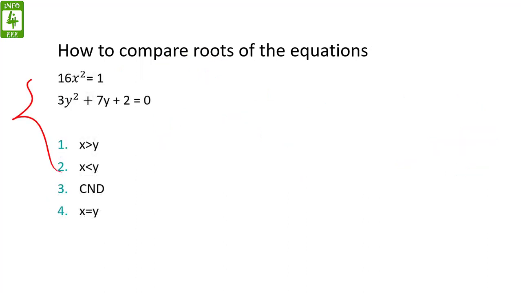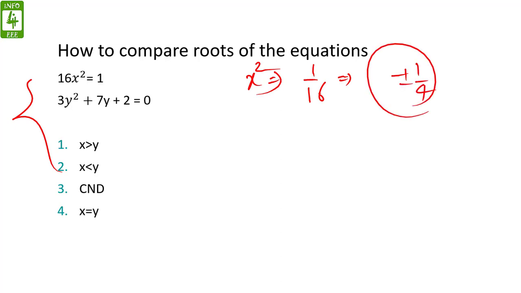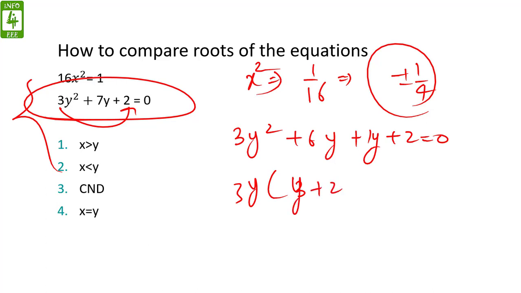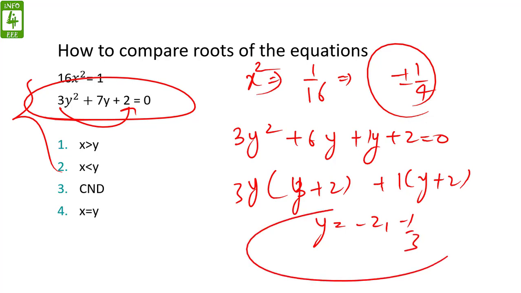In the same way, we have one more question here. If you see the value of y, x square equal to 1 by 16, so plus minus 1 by 4 is the value of x. And in a similar way, you can find the value of y. So this is 3 into 2 is 6. So 3y square plus 6y plus 1 plus 2 equal to 0. If you take 3y common, this will give you y plus 2. If you take 1 common, this will give you y plus 2. So the answer is y equal to minus 2 and minus 1 by 3.